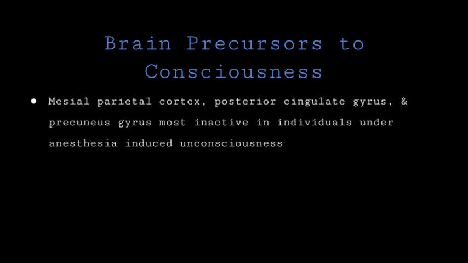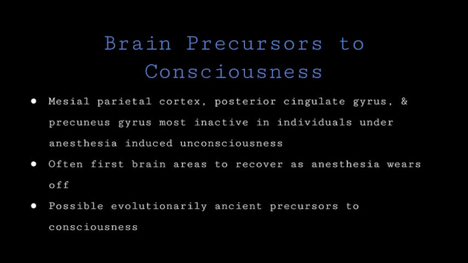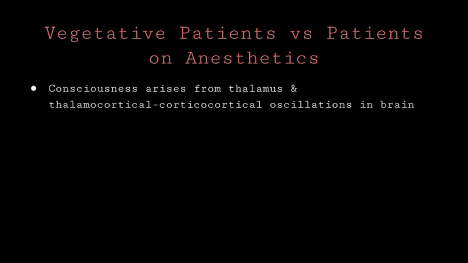Researchers have found that the mesial parietal cortex, posterior cingulate gyrus, and precuneus gyrus are more inactive in individuals under anesthesia-induced unconsciousness. These areas are often the first areas of the brain to recover as anesthesia wears off, and they may be more evolutionarily ancient precursors to consciousness. Based on current studies on the topic, it can be concluded that consciousness arises from the thalamus and thalamocortical and corticocortical oscillations in the brain.